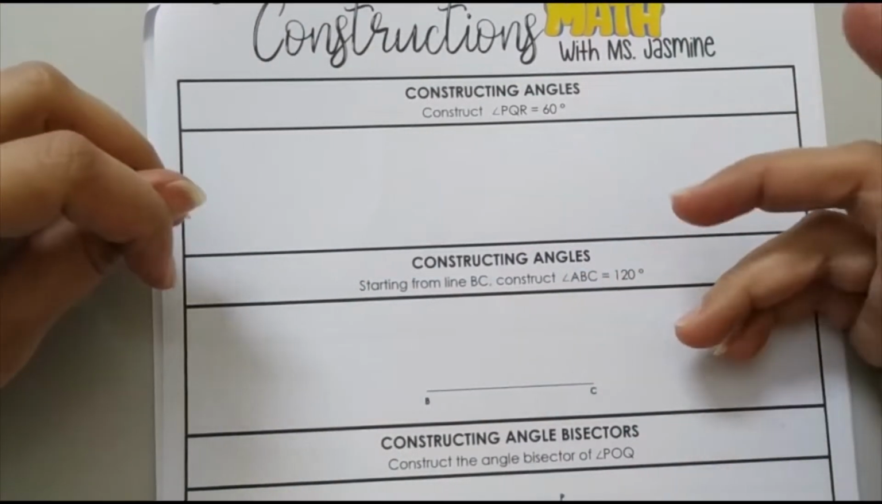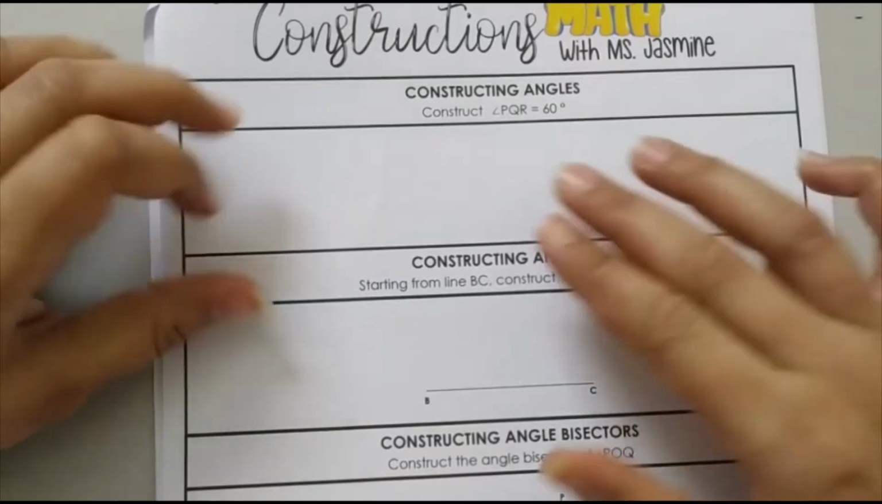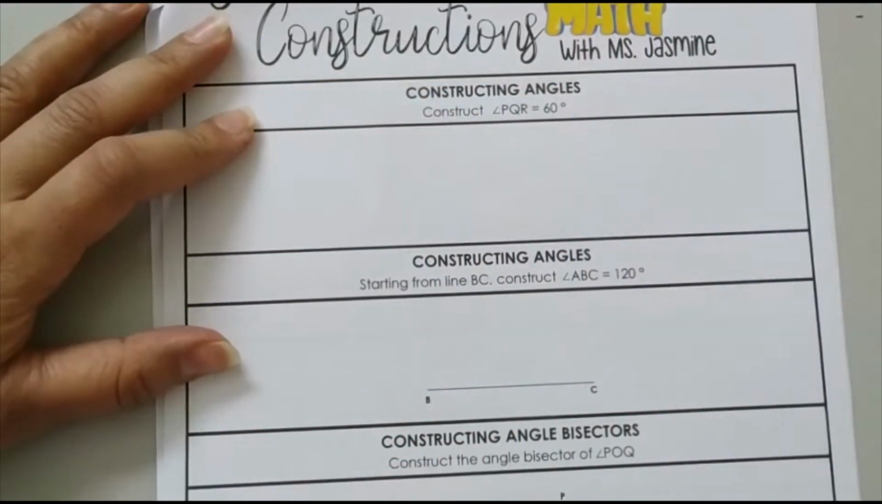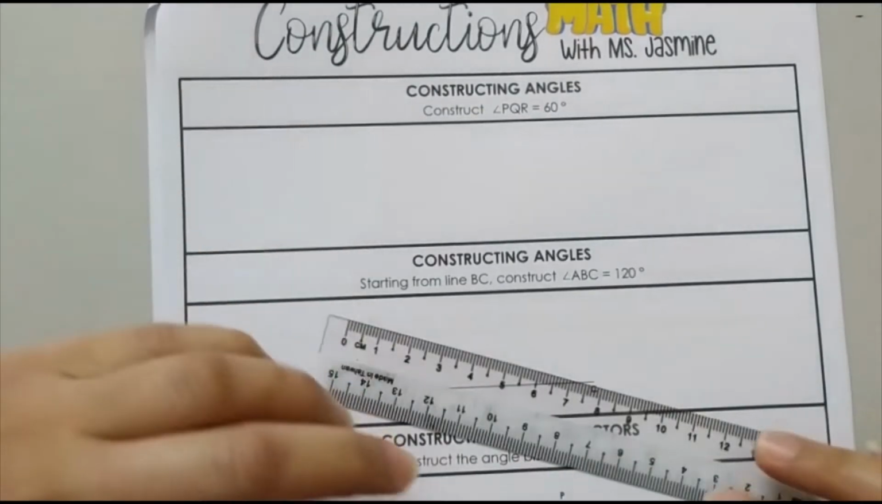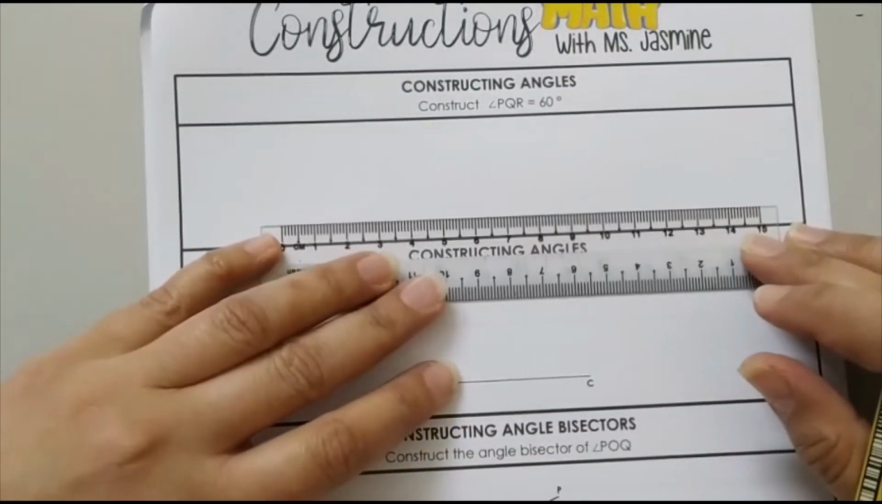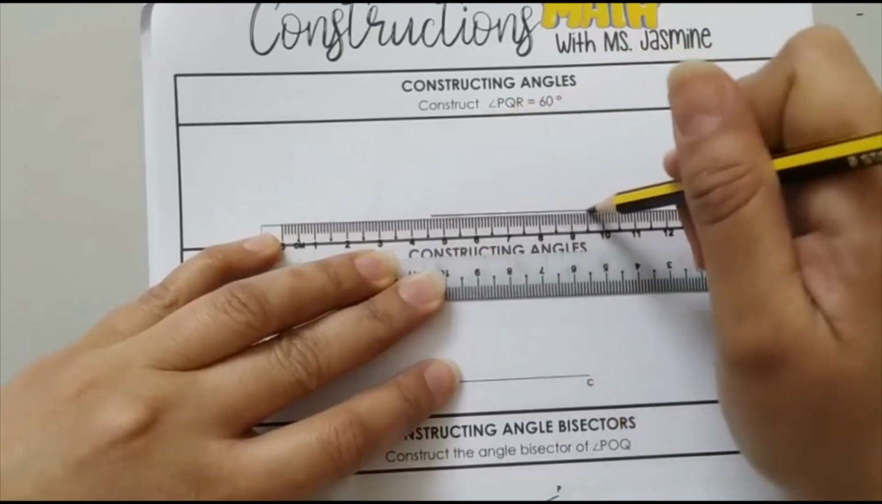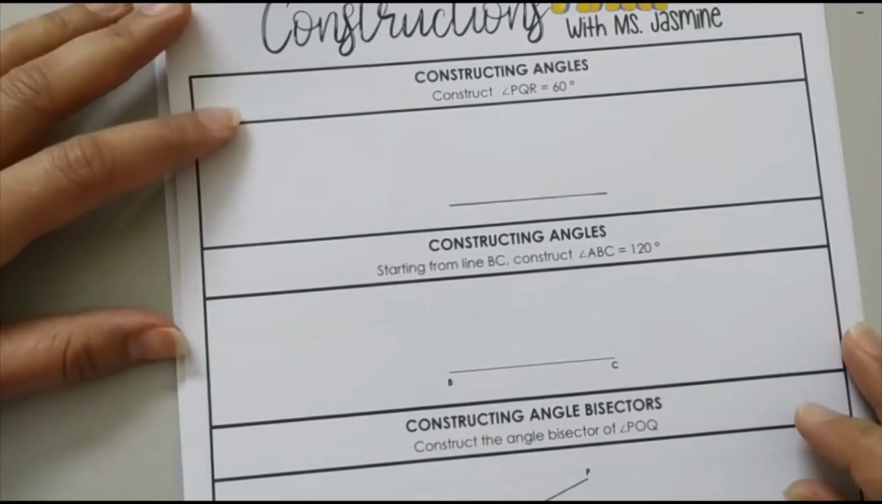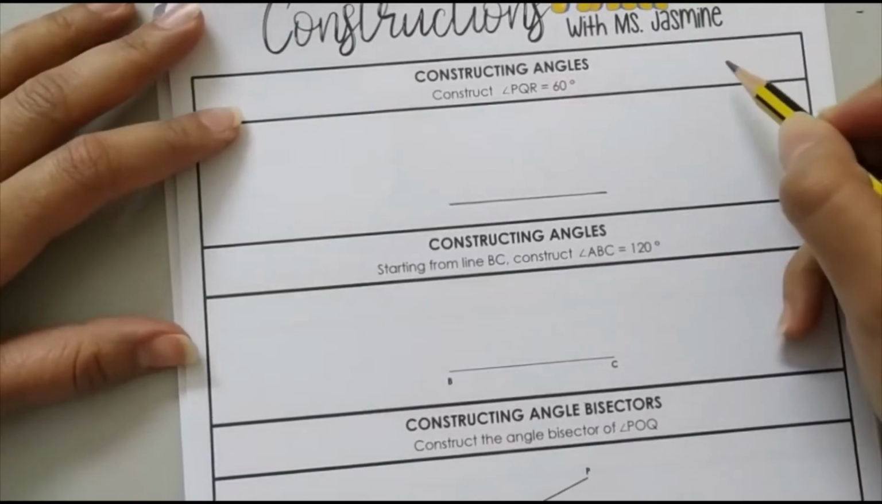So what we're going to do now is that nothing is given. I didn't put anything here as a guidance. So what you have to do is always start with a straight line. So I'm going to do that. I'm going to draw a straight line over here. It doesn't need to be a very long line because we are drawing angles. Just do a sketch at the top.